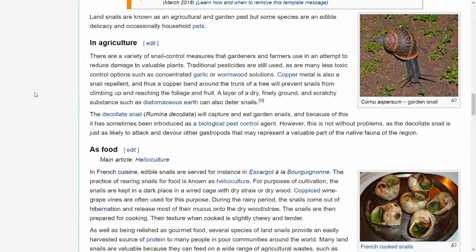I've never eaten one, and I don't think I ever want to. They just look weird. Maybe it was cut up or something, prepared in a really nice way.